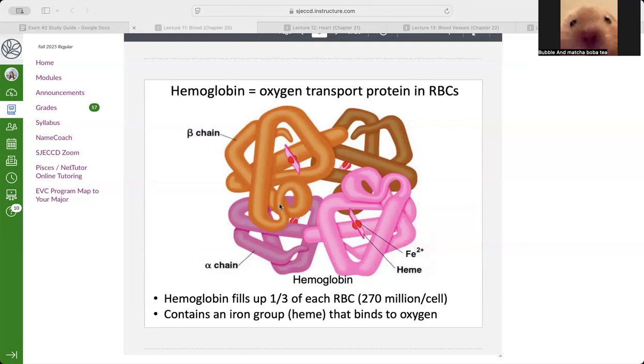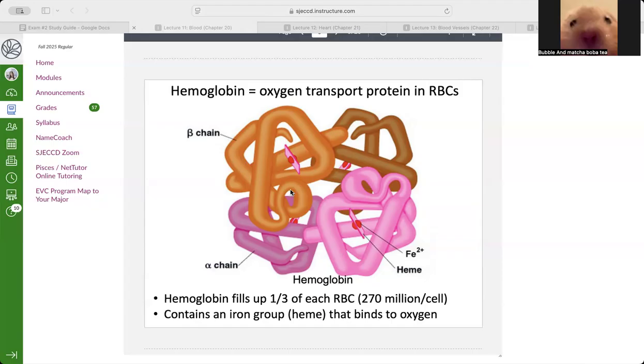And what they have is four iron groups called the heme groups. And the heme groups bind to oxygen. Every hemoglobin molecule carries four oxygen at a time. So think of that. 4 times 270 million, that's like 1 billion. So it carries a lot of oxygen.